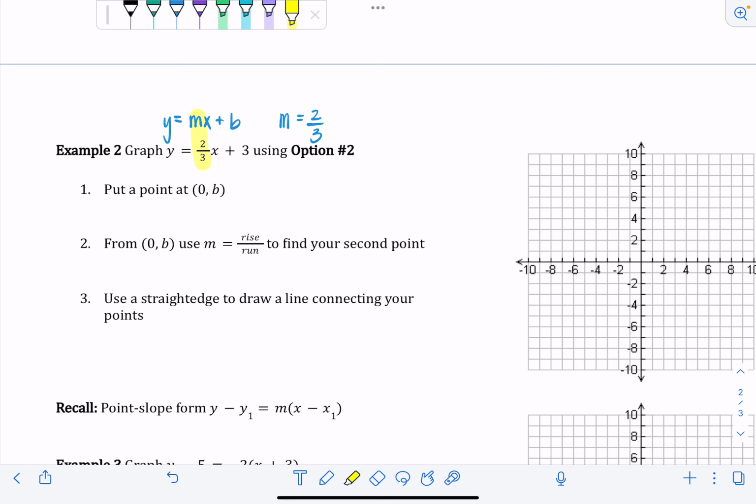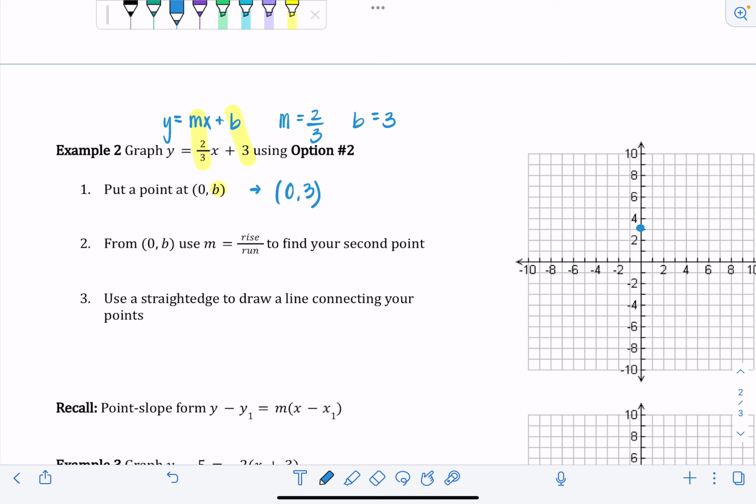And then b, b is what's called the constant. That's a number without a variable. So in this equation, b would be 3. So for step 1, it says put a point at 0, b. So if b is 3, that means I have to put a point at 0, 3. Just whatever b is from the equation goes in there, and that gives you your first point. So at 0, 3 we don't go left or right at all, we just go up 3, so right there.